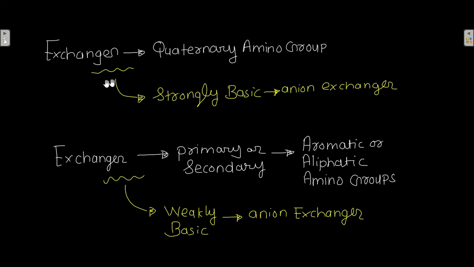For example, consider an exchanger which has a quaternary amino group. Now that exchanger, because of this quaternary amino group, is said to be a strongly basic anion exchanger. Why is this exchanger a strong anion exchanger? Well, because it has this quaternary amino group as the functional group. That's why it is strong. So it depends on the functional group.